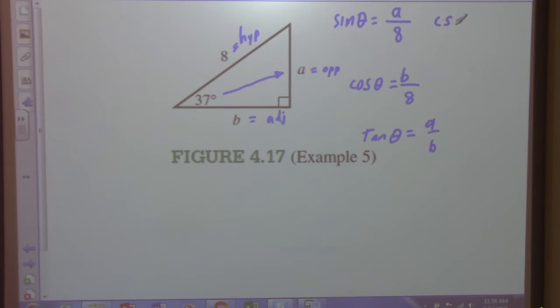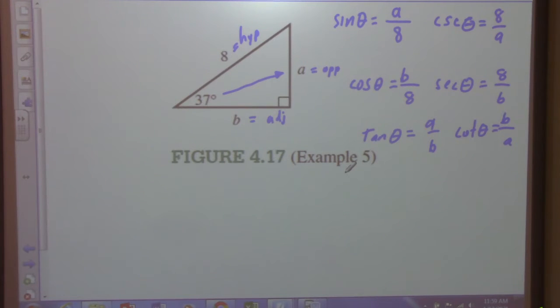We have cosecant is going to be equal to hypotenuse over opposite. If you write sine, all you have to do is take the reciprocal of that. So we just need to write this as 8 over A. And then our secant is going to be the reciprocal of our cosine, which is going to be 8 over B. And lastly, our cotangent is going to be B over A. Okay, so those are some ratios worked out.